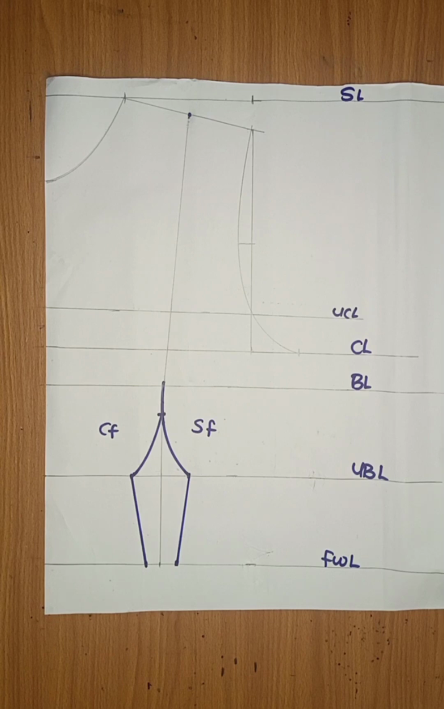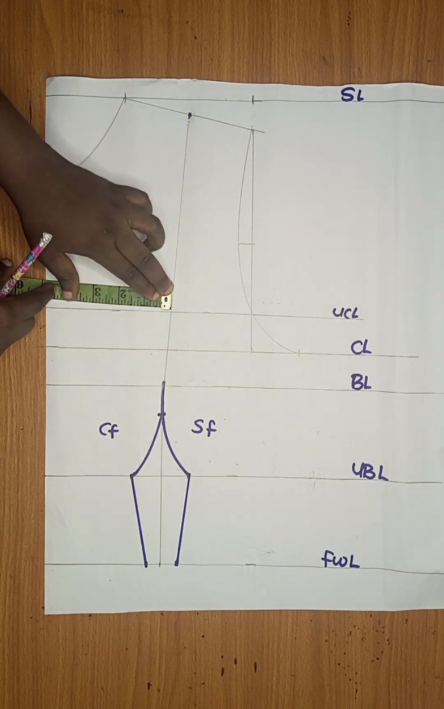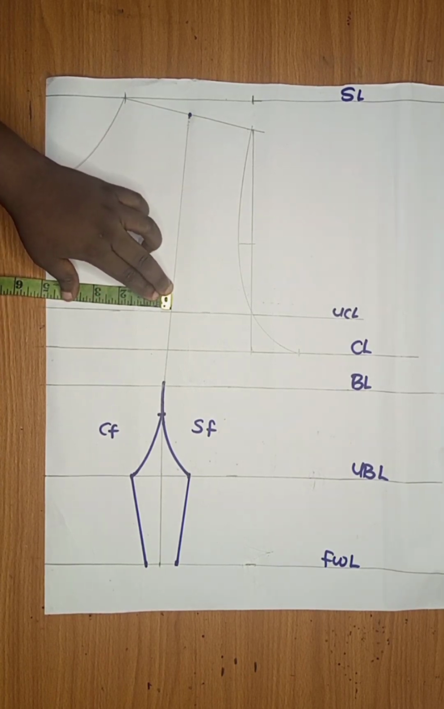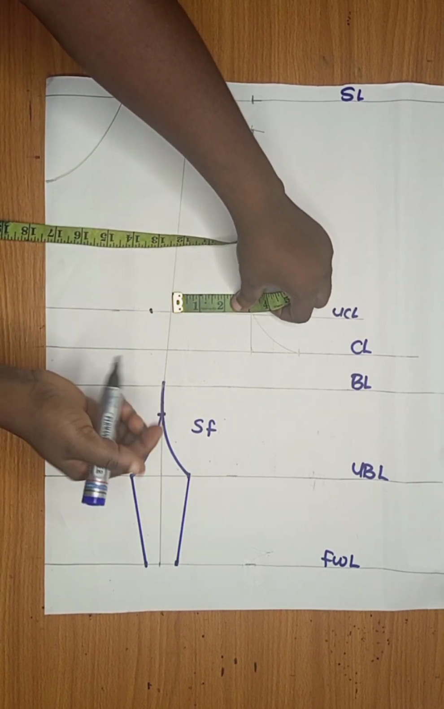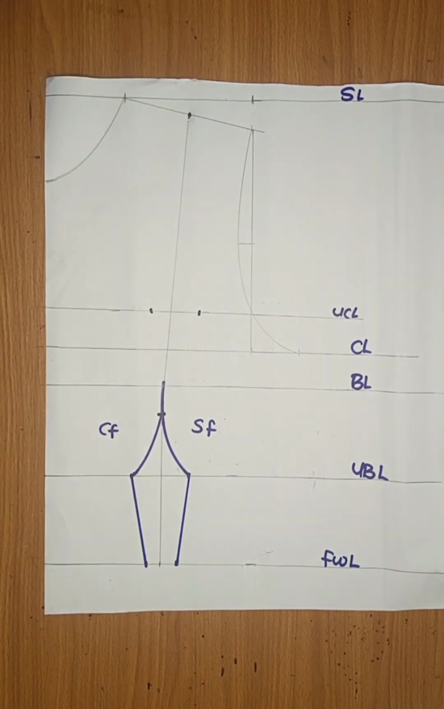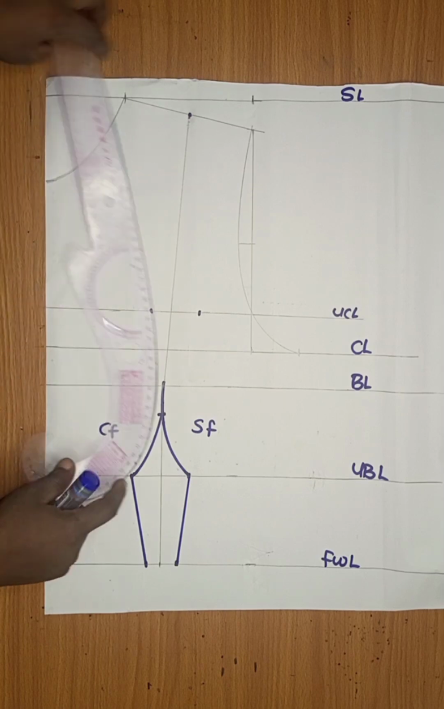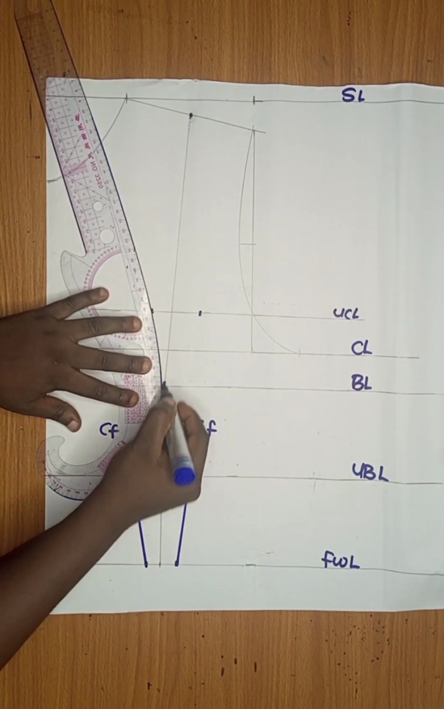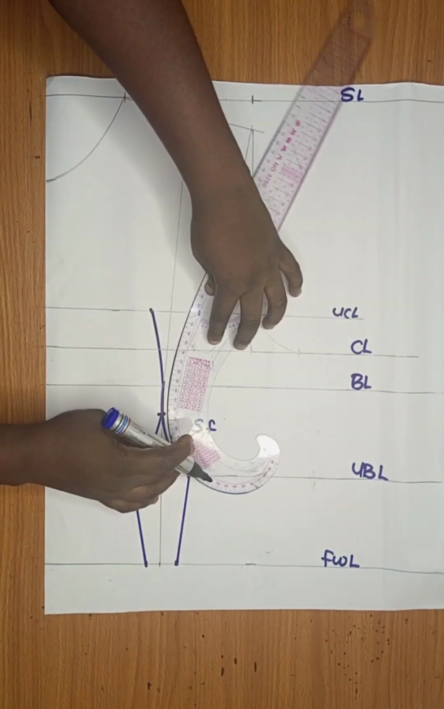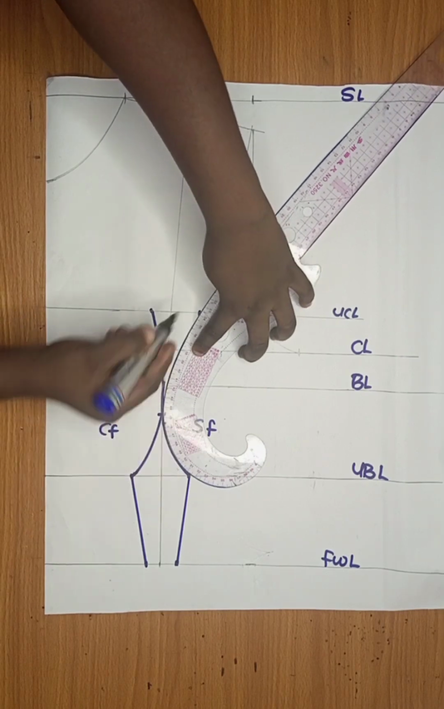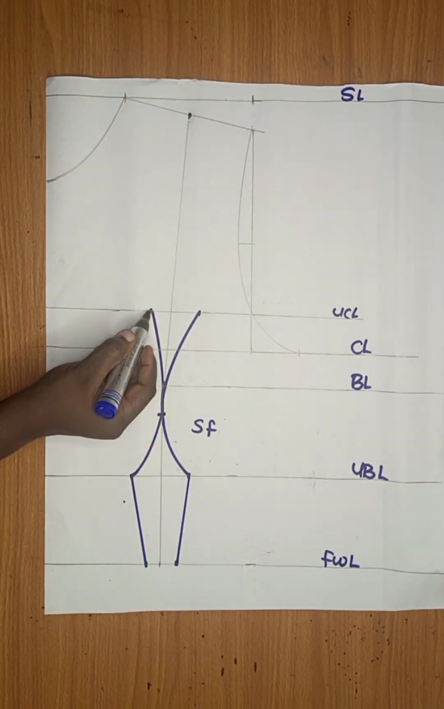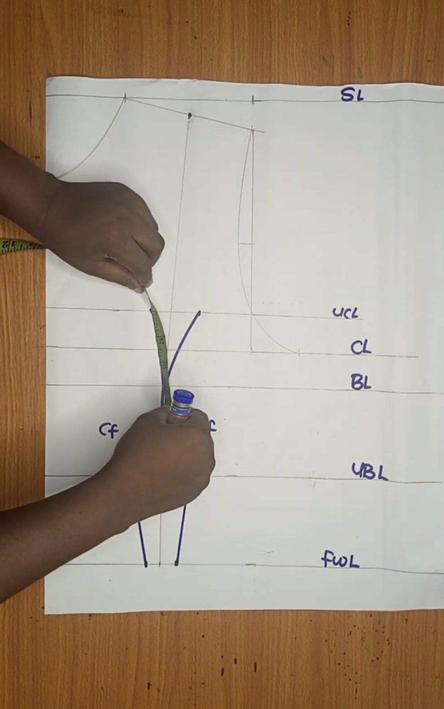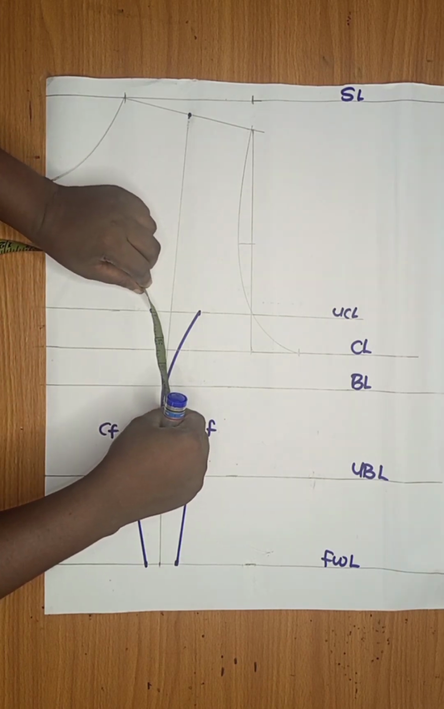The next thing I will do, from the center front here, I'm going to mark 0.75 for the center front. Remember, on the upper chest line. Then on the side front, I will mark 1 inch. Now I'll go ahead to connect the cup like so. Now the next thing I will do after doing this is to measure from this point of the cup to the upper chest line point here, just to get the difference between the center front and the side front cup.